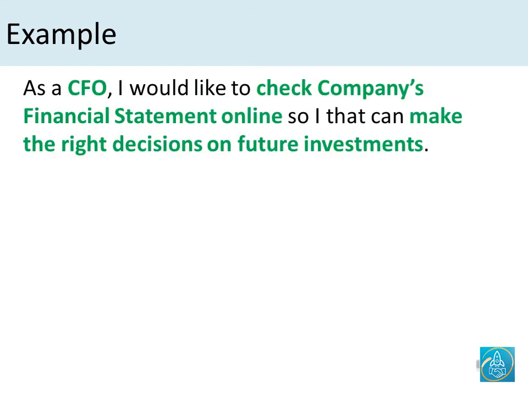Now let's take a look at an example of a user story. As a CFO, I would like to check company's financial statement online so that I can make the right decisions on future investments. Here, CFO is who, or the user role or persona. Checking company's financial statement online is the action or the what, and then making the right decisions for company's future investment is the value that CFO would drive out of that action.